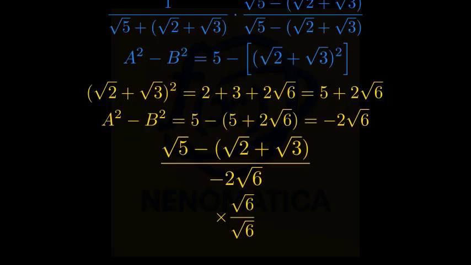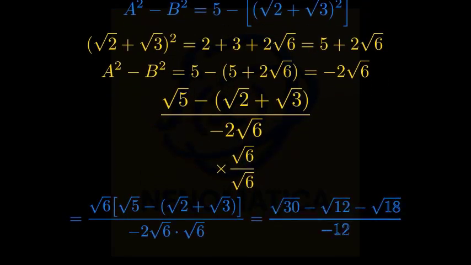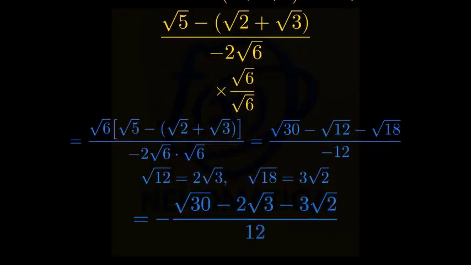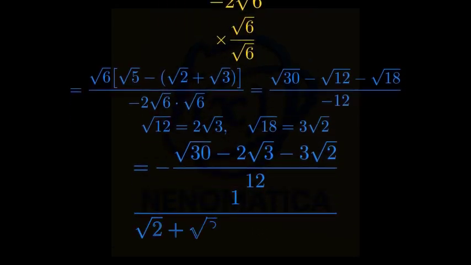To completely rationalize, multiply top and bottom by square root of 6. The denominator becomes negative 2 times 6, which is negative 12. The numerator distributes the square root of 6. We get negative 1 over 12 times the quantity square root of 30 minus square root of 12 minus square root of 18. We can simplify the square roots. Square root of 12 is 2 times square root of 3, and square root of 18 is 3 times square root of 2.